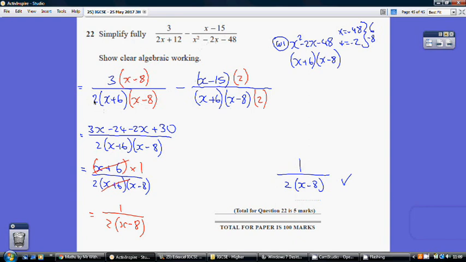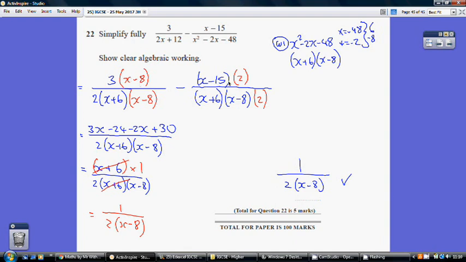So over here I've now got a 2, an x plus 6 and an x minus 8. And at the moment over here I've got an x plus 6 and an x minus 8. So I also need to have a 2 in the denominator over here to get the same common denominator. So I multiply both top and bottom by 2, so I'm not changing the fraction overall. So now that I've got a common denominator, I can just take away my numerators. So I've got 3x minus 24.